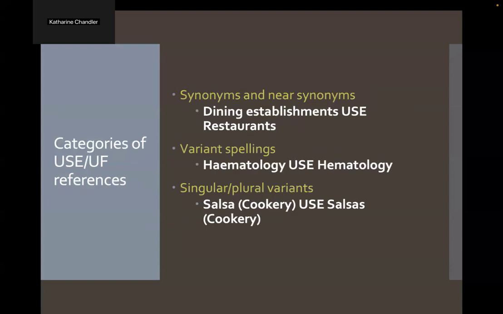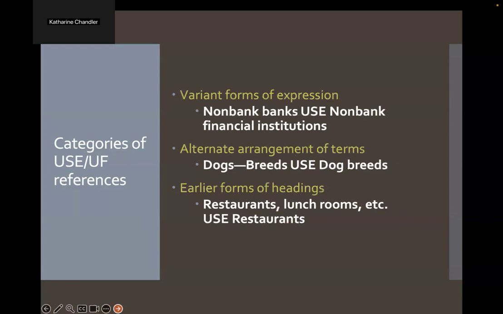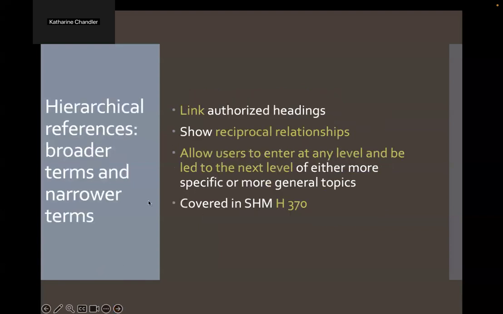Then you have synonyms and near synonyms. For dining establishments, use restaurants, and for variant spellings, you use hematology instead of the older way with the HAE. That's actually all one letter, so that's misspelled there. But singular plural variants, salsa cookery, use salsas cookery. And then you have variant forms of expression for nine banks, they use non-bank financial institutions, and alternate arrangements of terms. You have dogs and breeds, use dog breeds. Earlier forms of headings are restaurants, lunchrooms, etc., and now we use restaurants for all of them.